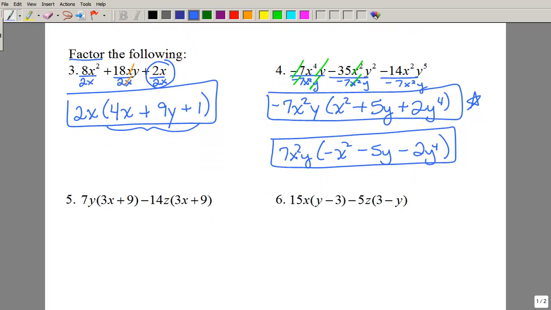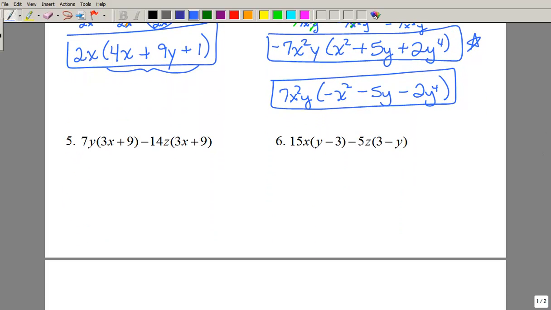Now you notice on these next two examples, they don't quite look like what we just did. They're not just trinomials or polynomials. They look like we have a group of terms separated and then another group of terms. Well, this is a different type of GCF. Instead of a monomial, a single term, sometimes a GCF could be a binomial.